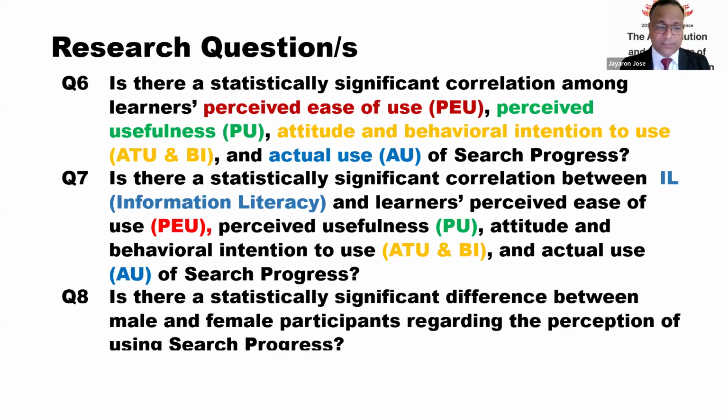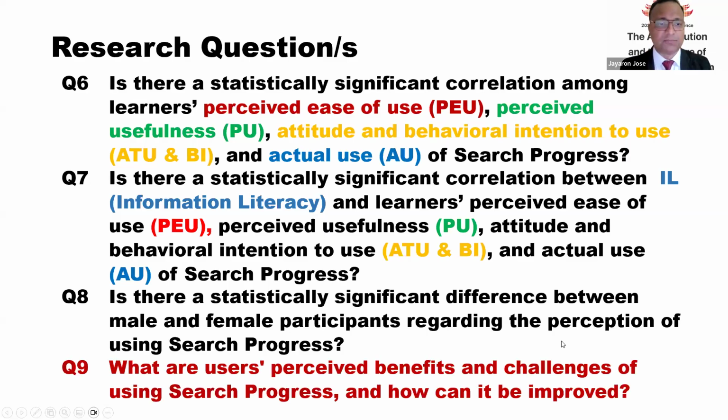And since it involved male and female students, they being the two major categories of the population, another question was formed. Is there a statistically significant difference between male and female participants regarding the perception of using Search Progress? And finally, an open-ended question was given to students to collect qualitative data. What are users' perceived benefits and challenges of using Search Progress, and how can it be improved?